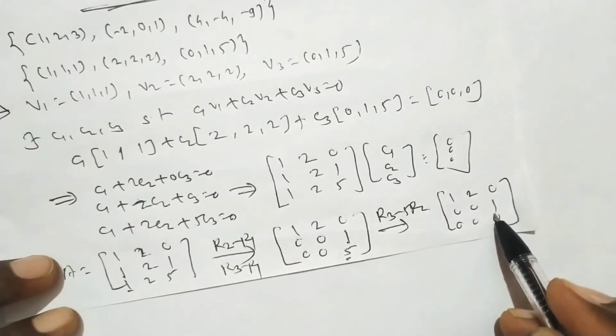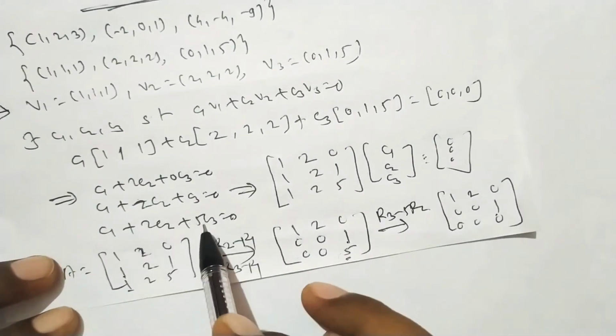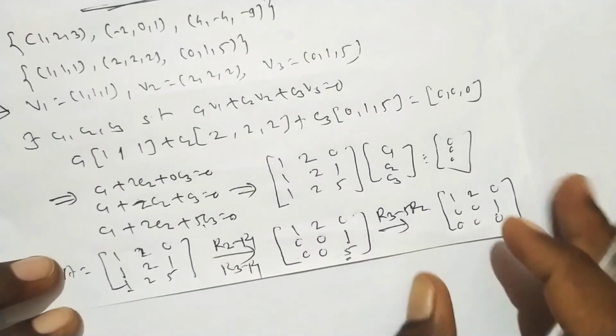So here rank of A equal to 2, number of unknowns is 3. Okay, so rank of A is less than the number of unknowns, and therefore the system has a non-zero solution. Non-zero solution means the given vectors are linearly dependent. If the given vectors are linearly dependent, then there exist relations. So for that relation we have to find C1, C2, C3.